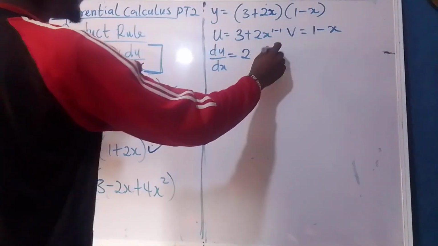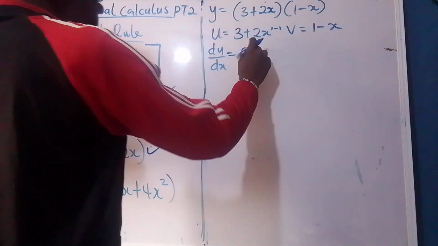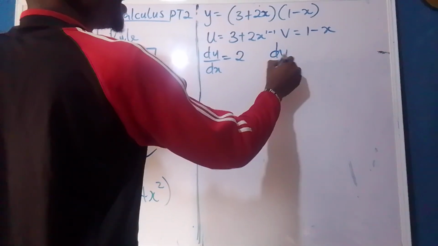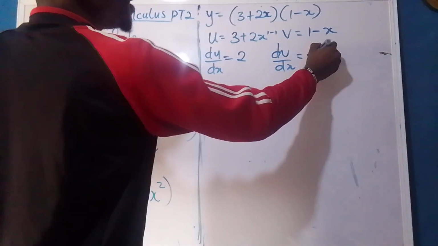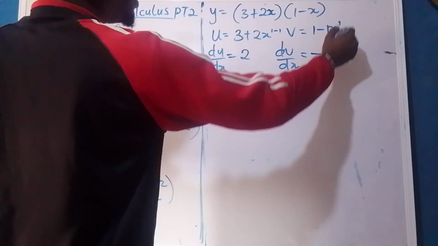Subtract 1 from the power, so it's going to be x to the power of 0, and anything raised to the power 0 is 1, so this is going to be 2. So dv over dx is going to give me minus 1. There's a visible one here and there's a visible one here. 1 times 1 is 1.